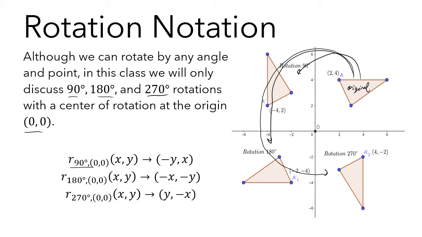So we write it like this: 90 degrees, 0, 0, x, y. What happens is you actually flip the x and y, the order of the coordinates, and you change the sign of the one on the left. With 180 degrees, you don't flip them, you just change the signs. With 270 degrees, you flip them, and instead you change the sign of the one on the right. Now notice that I said change the sign, and I didn't say turn negative, because if it was negative, it would turn positive, and if it's positive, it turns negative, so it's a changing of the signs.